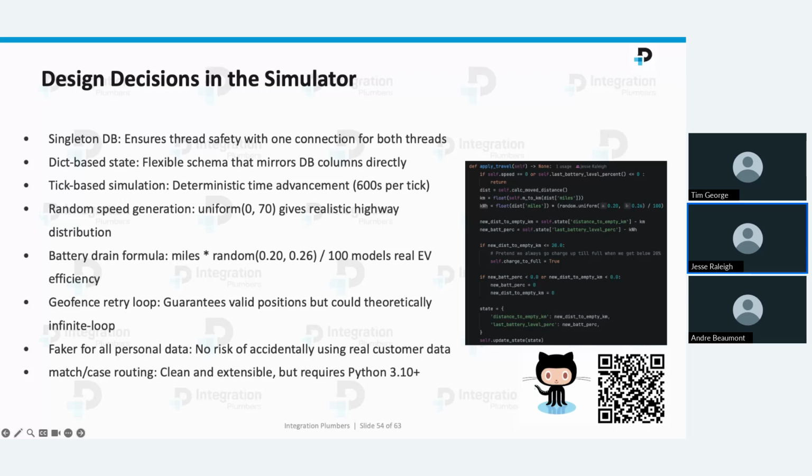The random speed generation using a uniform distribution between 0 and 70 gives us a reasonable approximation of real-world driving patterns without overcomplicating the model. And the match case routing is clean and extensible, though it does require Python 3.10 or better.